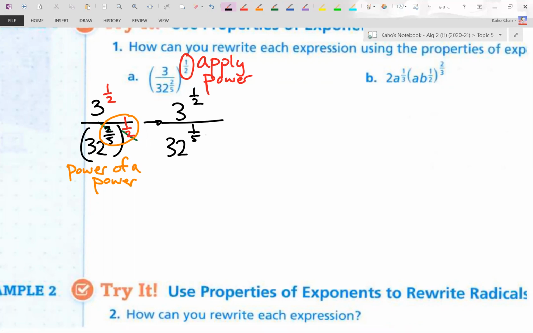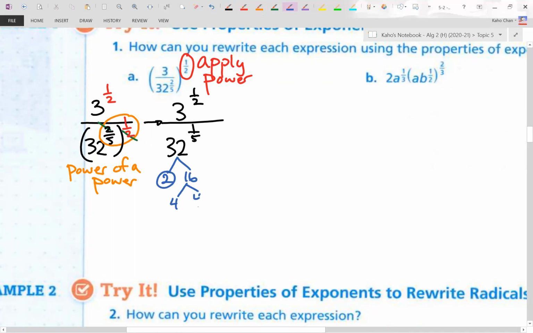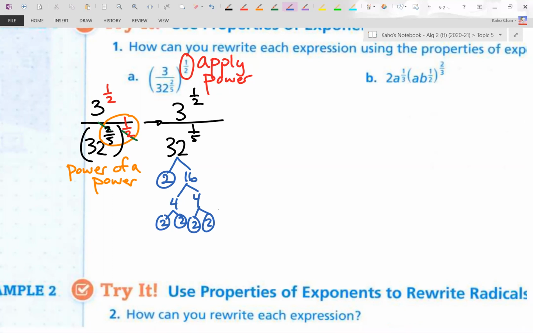Now, as you know from Algebra 1, sometimes when you look at a base that's kind of big, in this case 32, maybe we can break that down a little bit. Let's do that. 32 is 2 times 16. 16, of course, is 4 and 4, and those will break down to a pair of 2's. Oh, look at that. 32 is 2 to the 5th power, and we're looking for the 1/5 right there. That's kind of interesting.